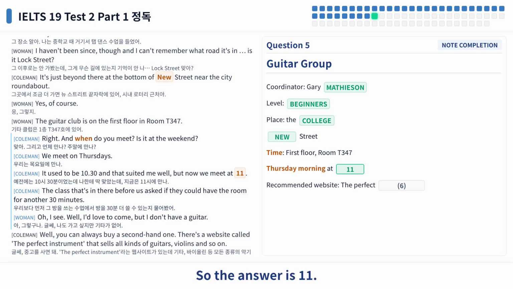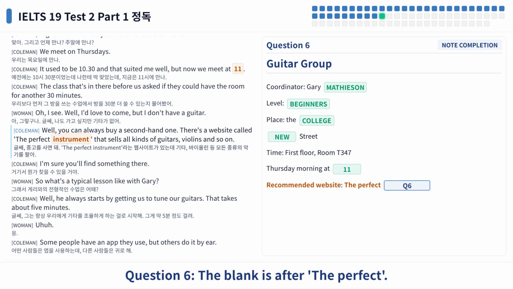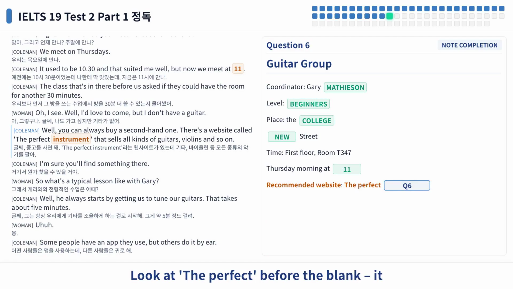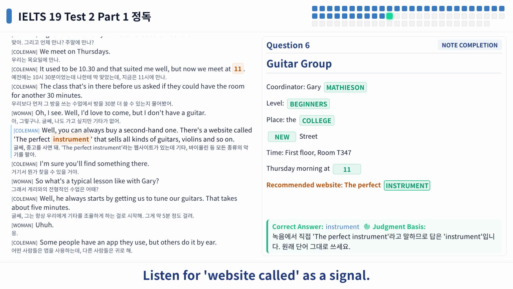So the answer is 11. Question 6. The blank is after the perfect. You need a noun, part of a website name. Look at the perfect before the blank. It tells us the answer will come soon. Listen for website called as a signal.